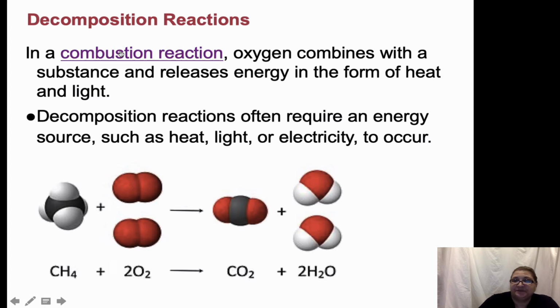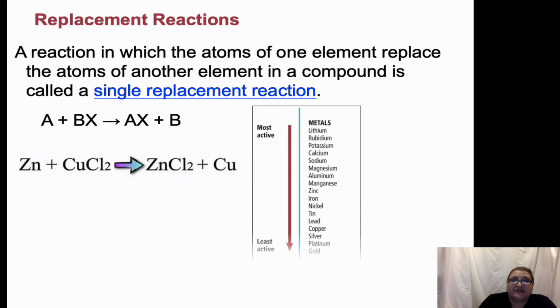Combustion reaction: a chemical reaction that occurs when a substance reacts with oxygen, releasing energy in the form of heat and light. So you recognize combustion if you see oxygen on the reactant side. And usually CO2 and water are given off, or a lot of heat and light. This is kind of an explosion type of reaction.